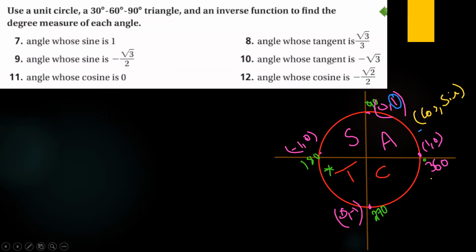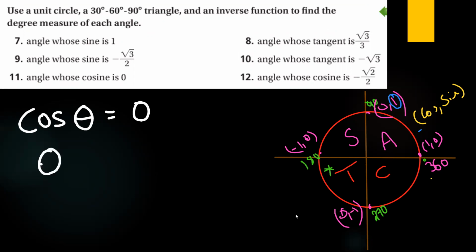Okay. Now, angle whose cosine is 0. So now I want to find the angles whose cosine is 0. So that means theta would be cosine inverse of 0. Now, which angles have cosine 0? I think we have two. We have 270 and 90. Its cosine is 0. We have 90 and 270.